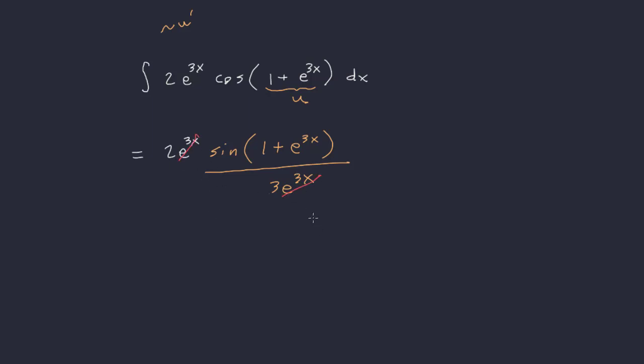So it's not just x stuff like all by itself. It can be all sorts of other things. We just need those things to cancel away. Otherwise, it doesn't work. So we still have the 2, we still have the 3. So I'll write this as 2/3. And this will be sine of 1 plus e to the 3x.